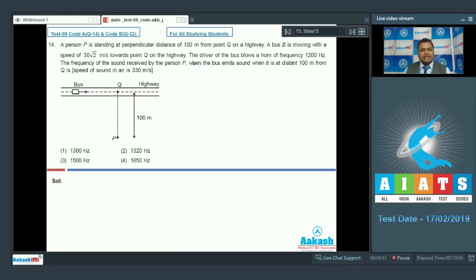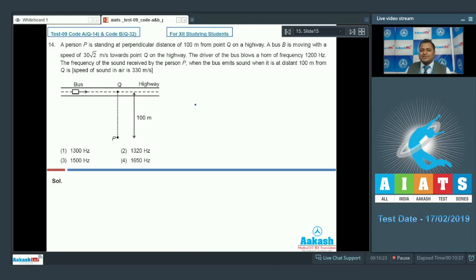A person P is standing at a perpendicular distance of 100 meters from point Q on a highway. A bus B is moving with a speed of 30 root 2 meters per second towards point Q on the highway, as shown in the figure. The driver of the bus blows a horn of frequency 1200 Hz. The frequency of the sound received by the person P when the bus emits sound when it is at a distance of 100 meters from Q will be what?